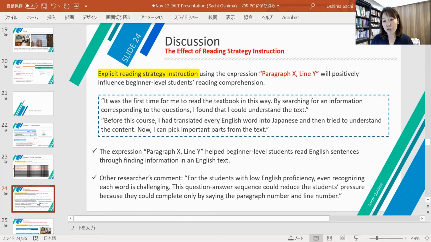So the expression paragraph X, line Y helps beginner level students read English sentences through finding information in an English text.